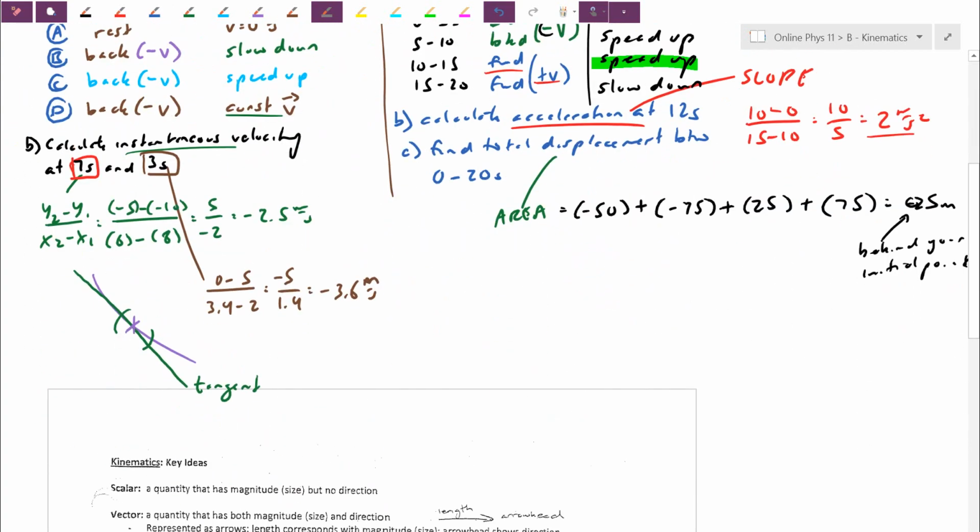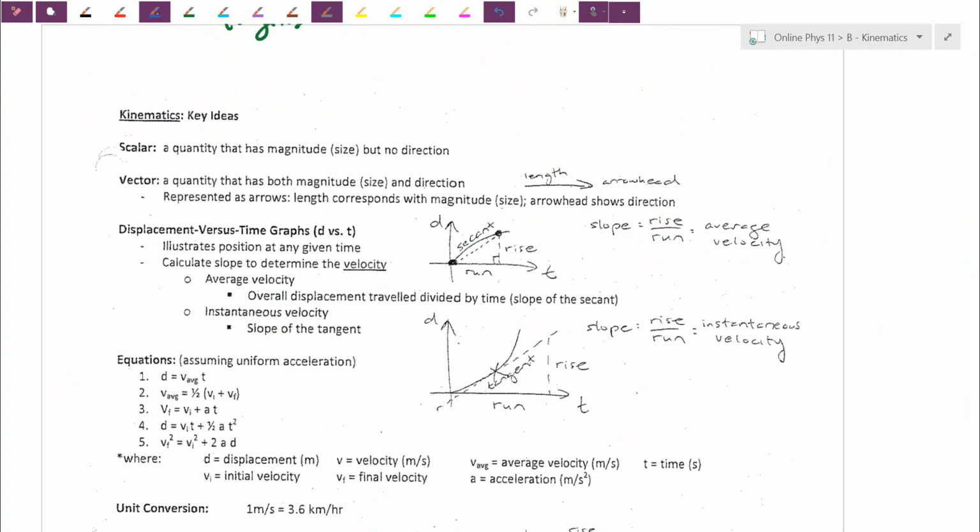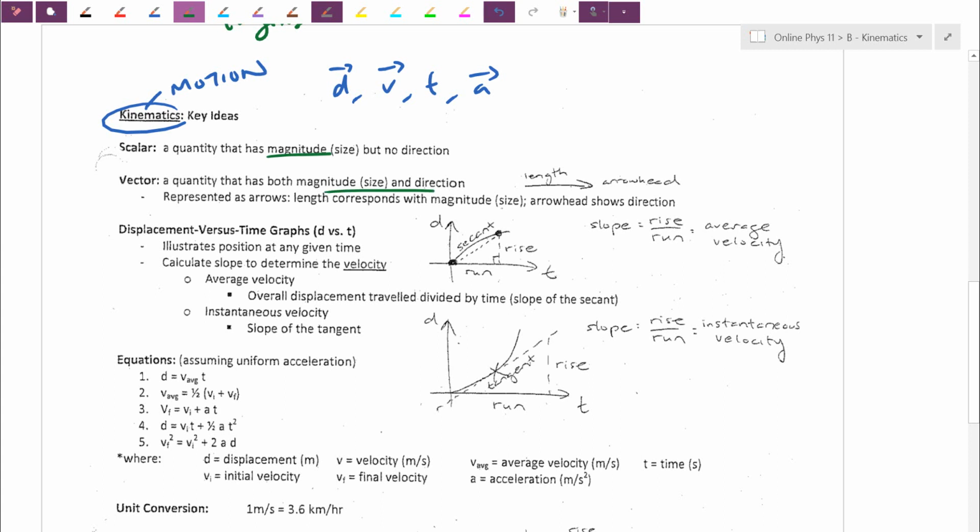So what we're going to switch over to here is just a quick page on some summary notes. This was our first big chapter, which was kinematics. Kinematics is essentially the study of motion, concepts like displacement, velocity, time, acceleration, right? We saw the interplay between these. We began this chapter looking at the difference between scalars and vectors. They always like saying scalars have magnitude or size. A vector has both size and direction.